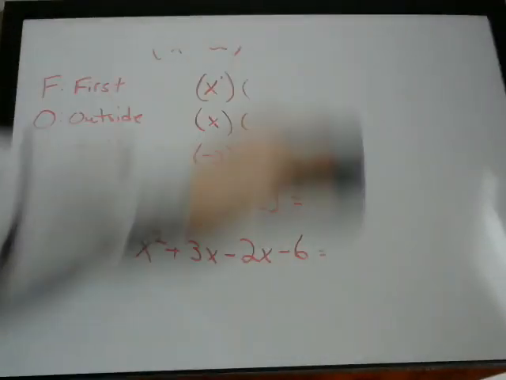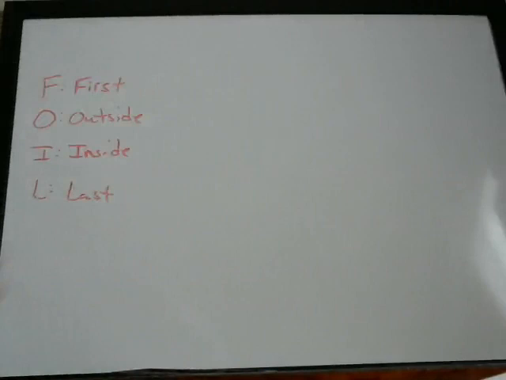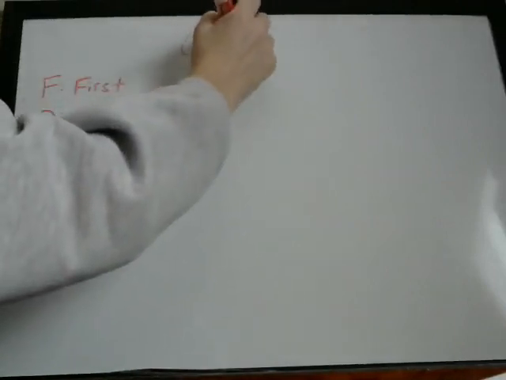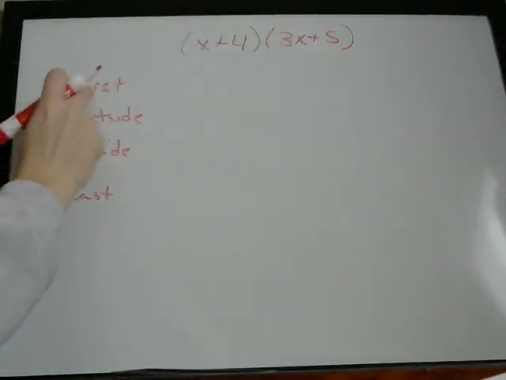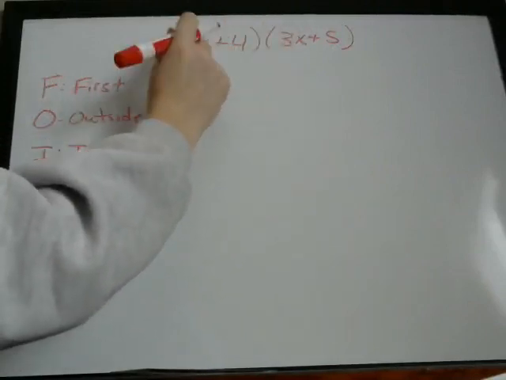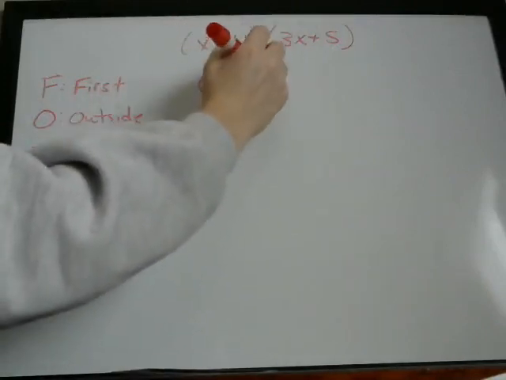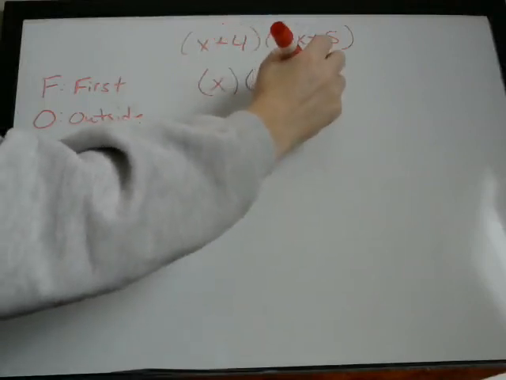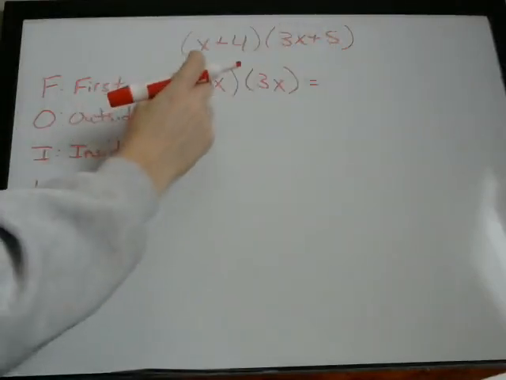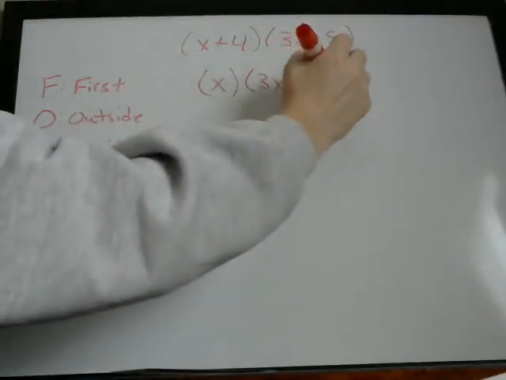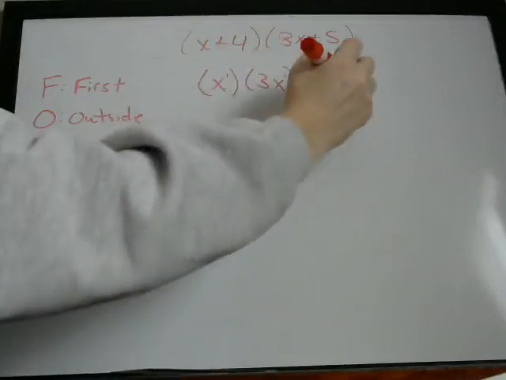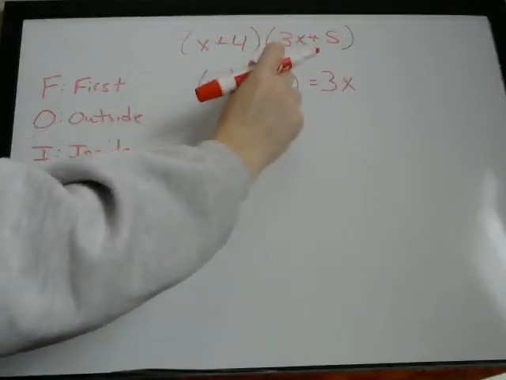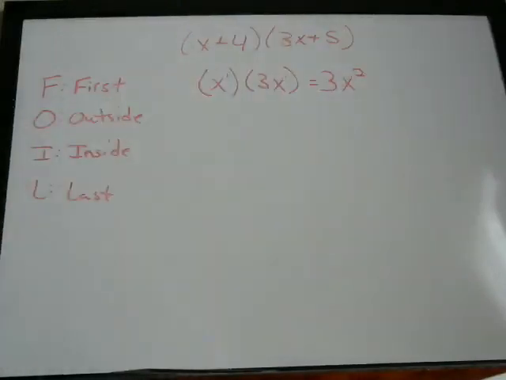We'll do this again. Let's say we have x plus 4 times 3x plus 5. So again, first: x is the first in this parentheses, and the first here is 3x. What is x times 3x? Remember there's a 1 out here, so 1 times 3 is just 3. There's a 1 up here, and there's a 1 up here, so you write down the x, you add the exponents. 1 plus 1 is 2, so it's 3x squared.